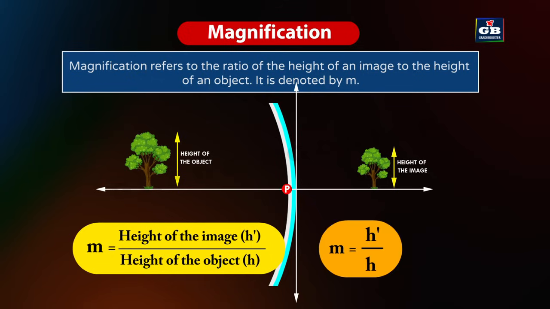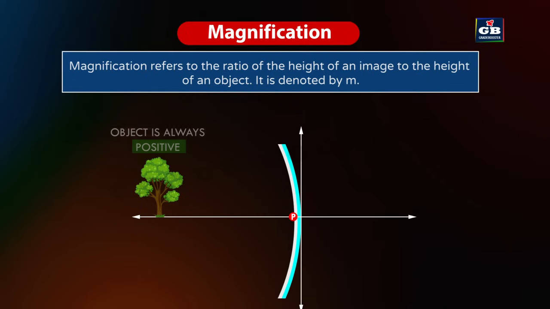The height of the object should be taken as positive since it is usually placed above the principal axis. The height of the image should be taken as positive if the image is virtual and should be taken negative if the image is real. That means if the image is on the side of the object.